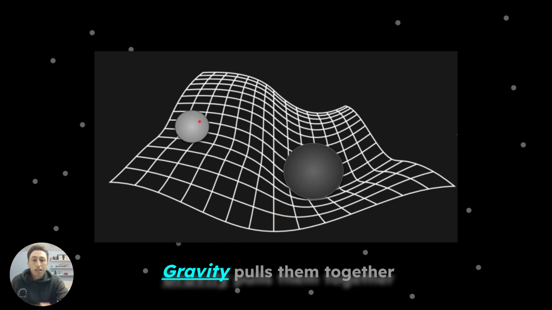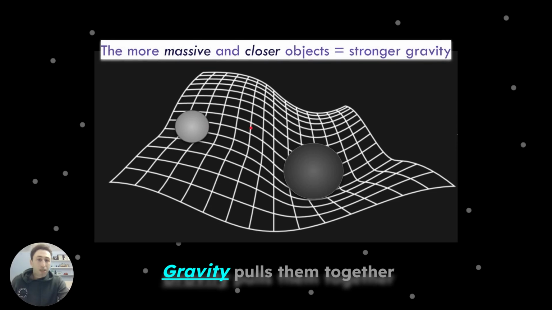The smaller it is, the less gravity it will have. So the more massive and closer objects are, the stronger the gravity is going to be. It's like a giant trampoline. If you are very heavy and you stand on a trampoline, it's going to pull the trampoline a lot. Anything around it will be attracted to it very much. That is what gravity is.